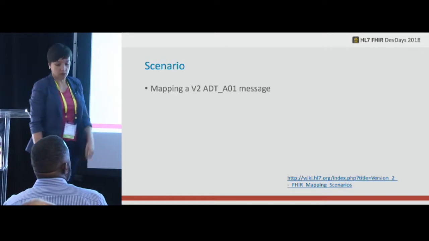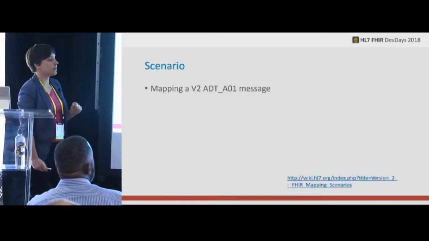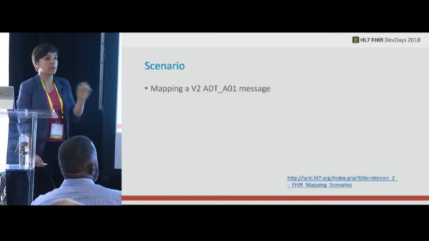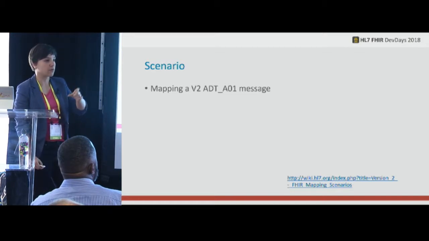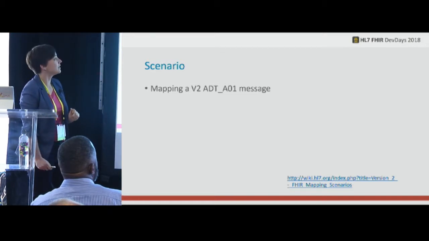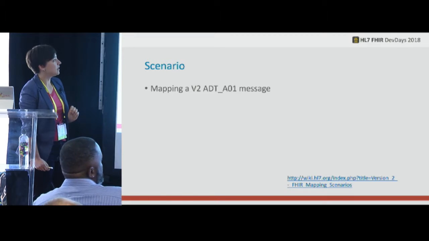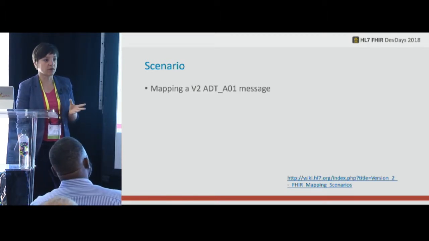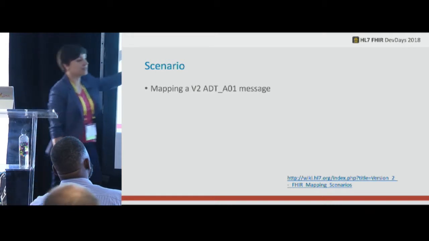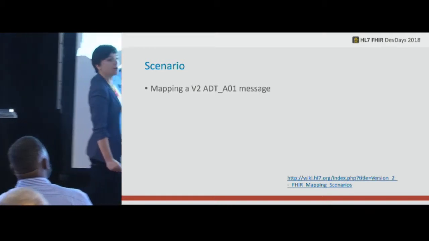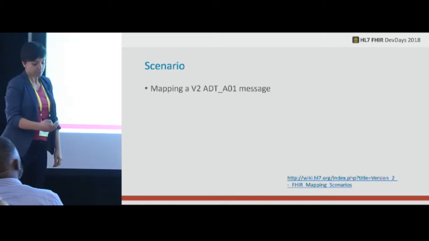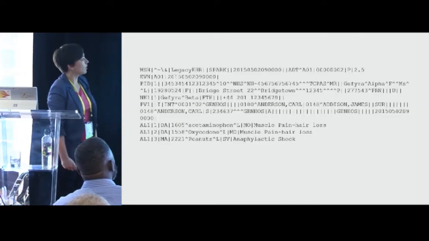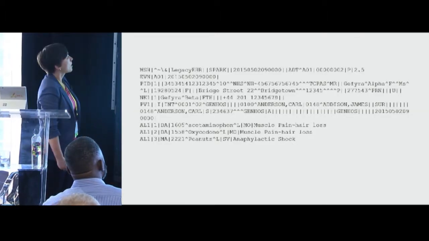So the scenario we want to look at today is a very simple one, just one that I picked out of the many scenarios that we would find. It's mapping an ADT A01 message to FHIR. Those of you who are familiar with V2 will recognize this as an inpatient encounter admission event. So this is what it looks like.